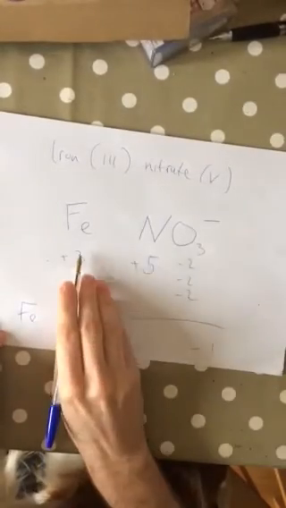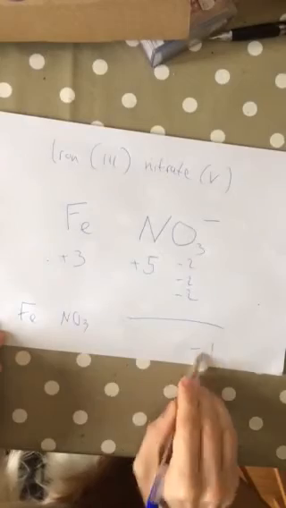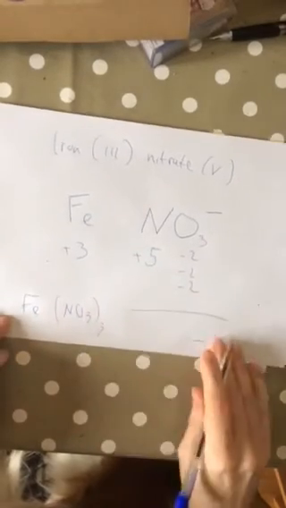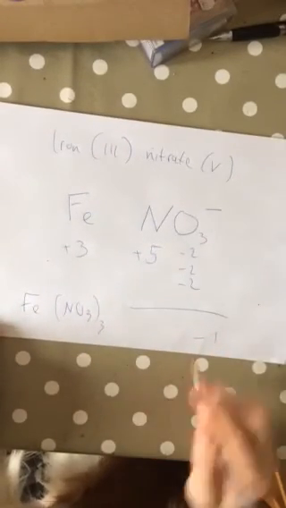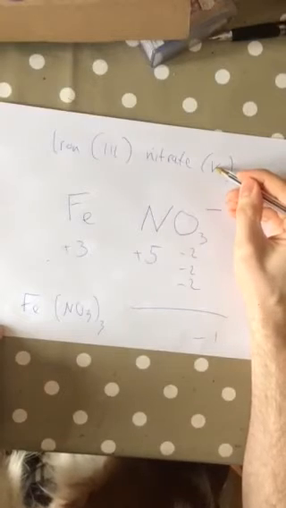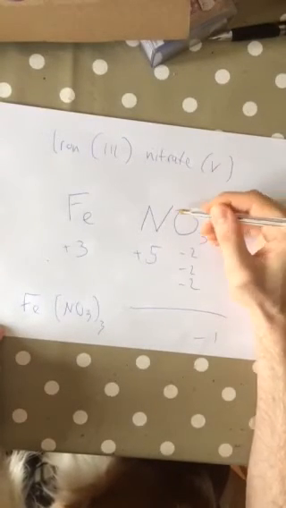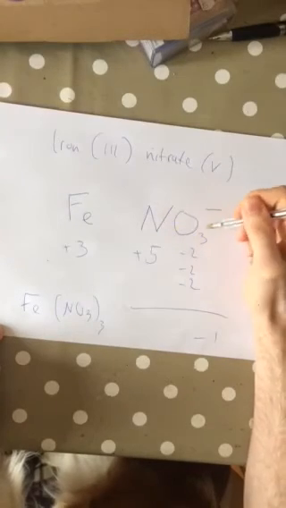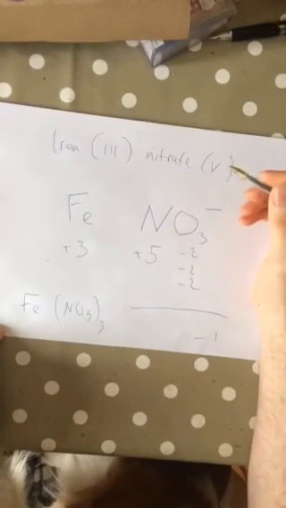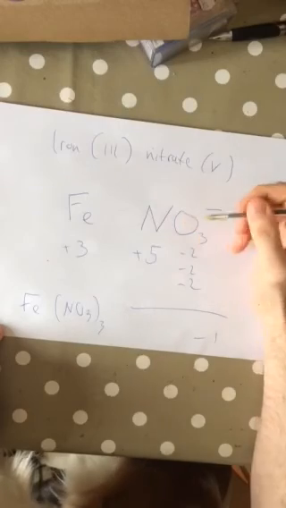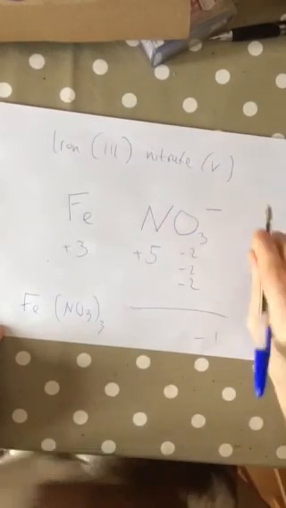Fe(NO3)3. As iron is 3+, and each nitrate is -1, you'll need 3 of them. Okay, so this Roman numeral tells you the positive oxidation state of the non-oxygen in your oxyanion. And an oxyanion is an element bonded to oxygens that has a negative charge.